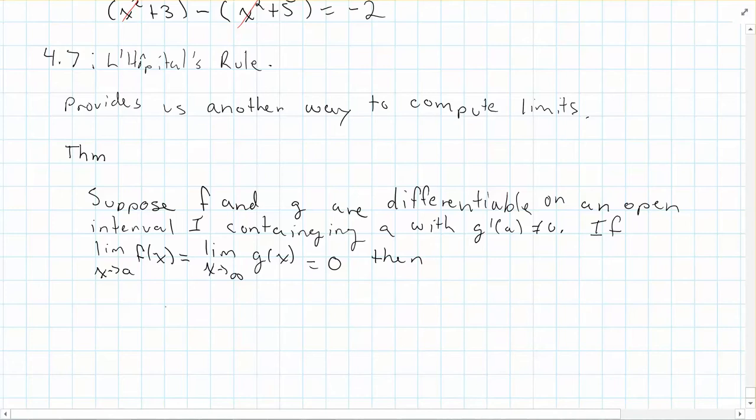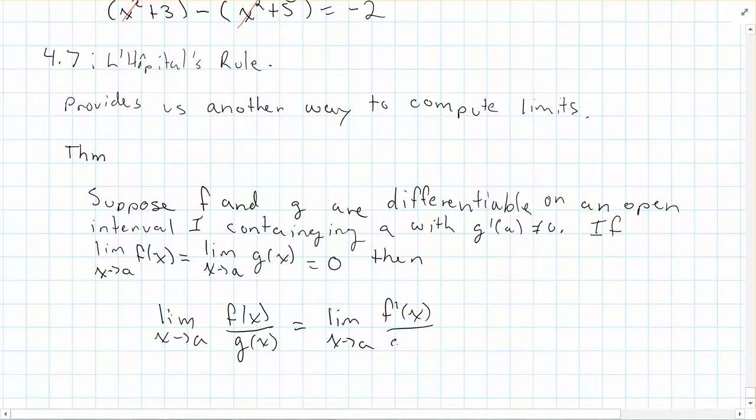then the limit, I'm sorry, this shouldn't be infinity here. They should both be limit as x approaches A. The limit as x approaches A of f at x divided by g at x is equal to the limit as x approaches A of f prime at x over g prime at x.